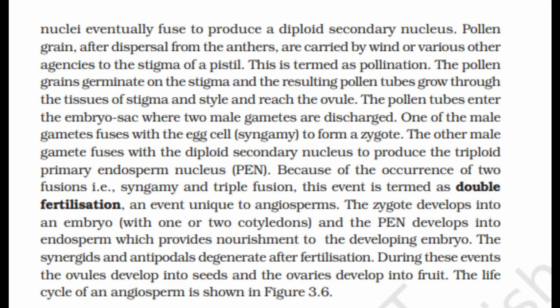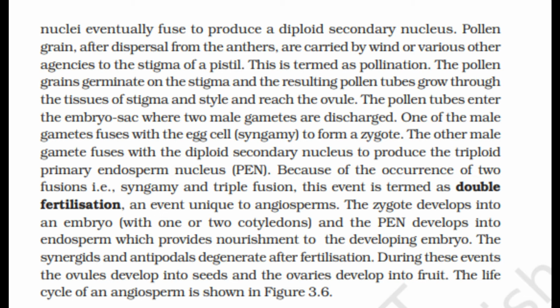Pollen grains, after dispersal from anthers, are carried by wind or other agencies to the stigma of a pistil. This is termed pollination. The pollen grains germinate on the stigma and the resulting pollen tubes grow through the tissues of the stigma and style and reach the ovule. The pollen tube enters the embryo sac, where two male gametes are discharged.